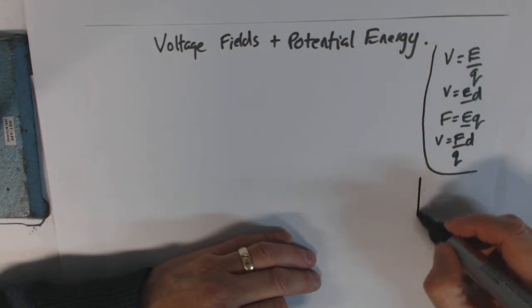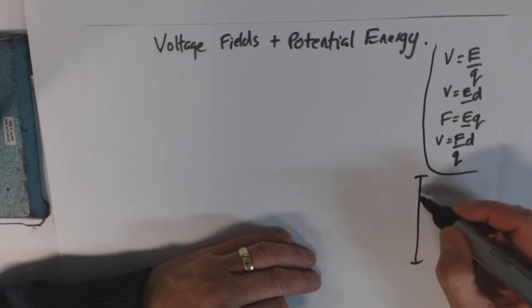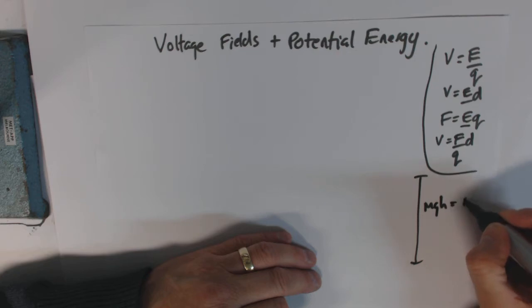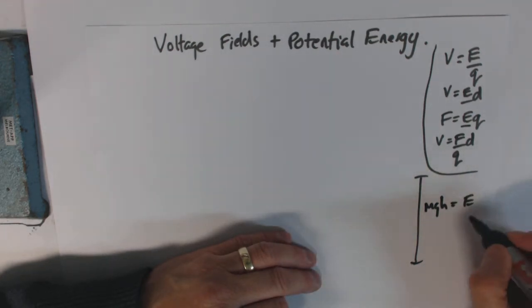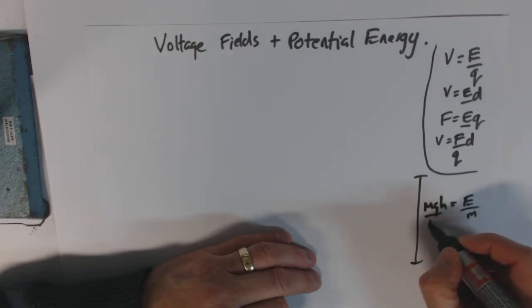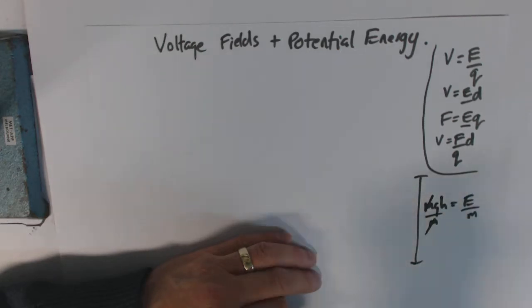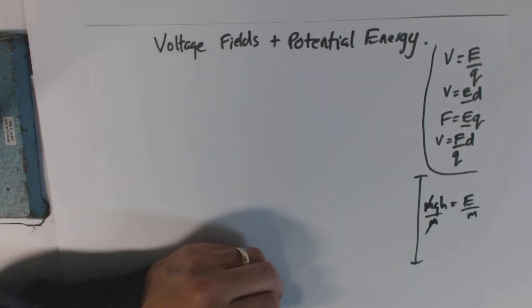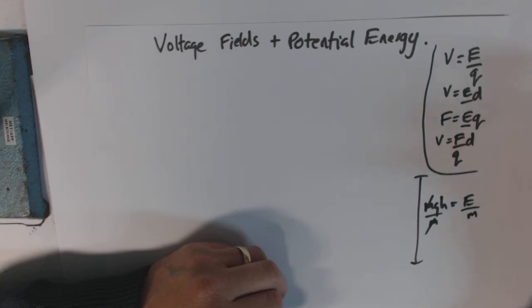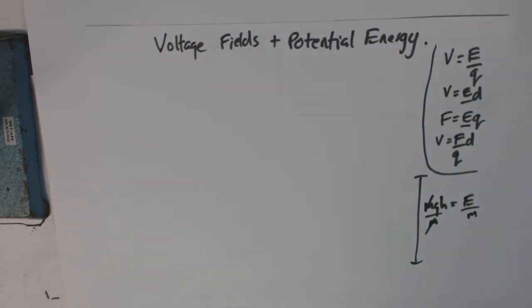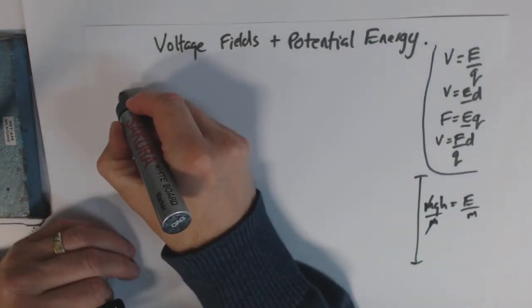If we've got an object and it goes from this height to this height, we say mgh equals energy. Now we could say, well, what's the energy per mass, per kilogram, if you like? Divide by mass, and we've got a new unit, gh. That's kind of like what voltage is. It's energy per charge. We give it a special name with electricity. So now we've had a little look at that.